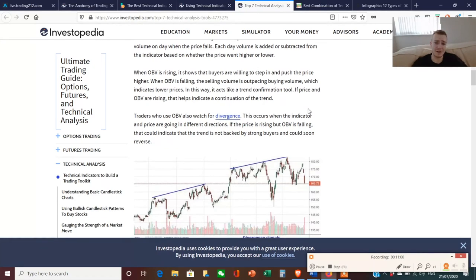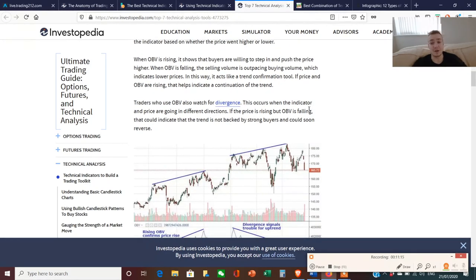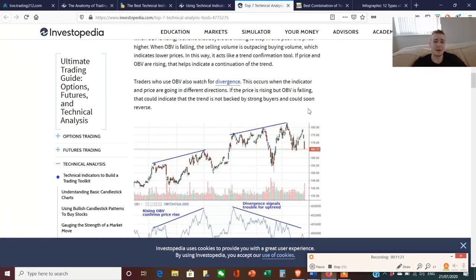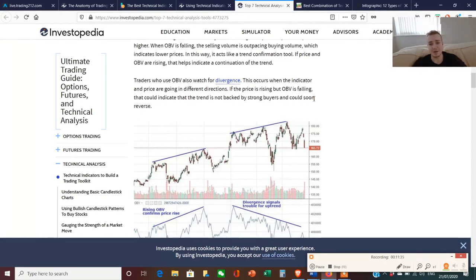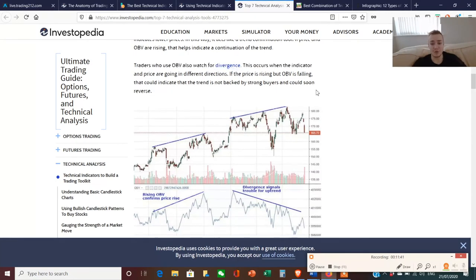When OBV is rising, it shows that buyers are willing to step in and push the price higher. When OBV is falling, the selling volume outpaces buying volume, which indicates lower prices. In this way, it acts like a trend confirmation tool. If prices and OBV are rising, that helps indicate a continuation of the trend. Traders who use OBV also watch for divergence. This occurs when the indicator and price are going in different directions. If the price is rising but OBV is falling, that could indicate that the trend is not backed by strong buyers and could soon reverse.